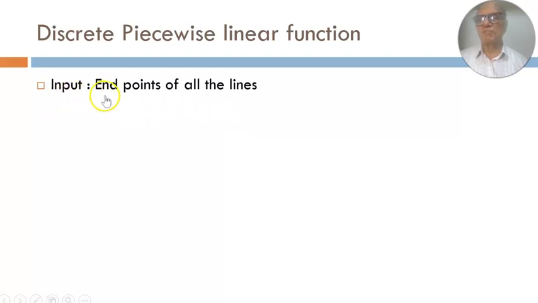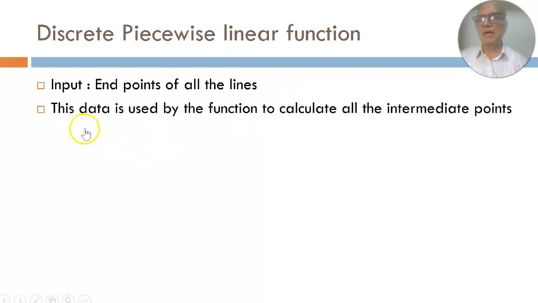That is what it will do. So as we said, input is going to be endpoints for all the lines, and this data is used by the function to calculate all the intermediate points. We know that if 2 points on the straight line are known, then we can calculate its slope, we can calculate its intercept, and therefore the value of the sample at any other point on the line can be calculated.